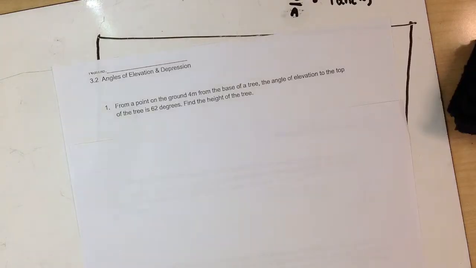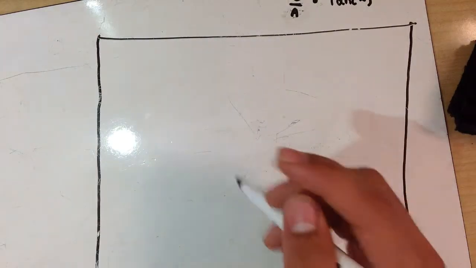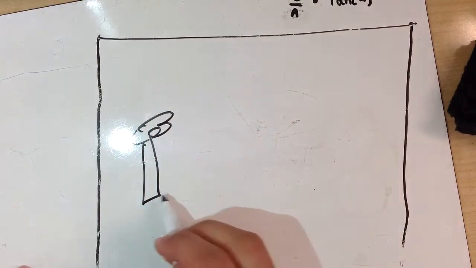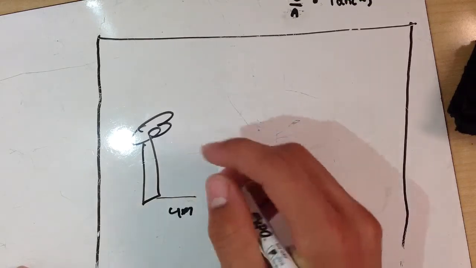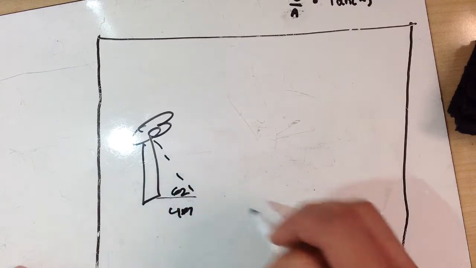So starting off on the first problem, we see that there's a point on the ground 4 meters from the base of a tree. The angle of elevation to the top of the tree is 62 degrees, and we're going to try and find the height of the tree. So, we're going to make a little tree here. You see a spot 4 meters away, elevation of 62.